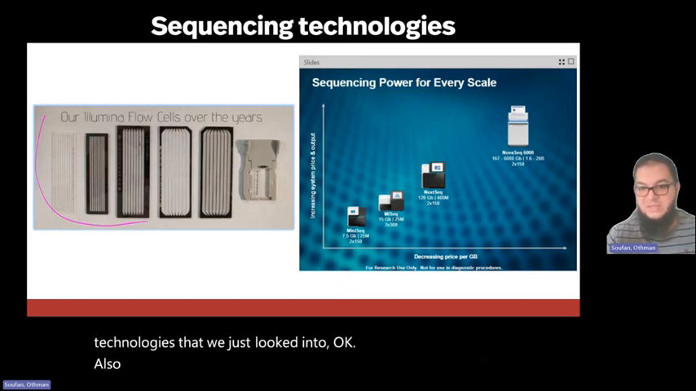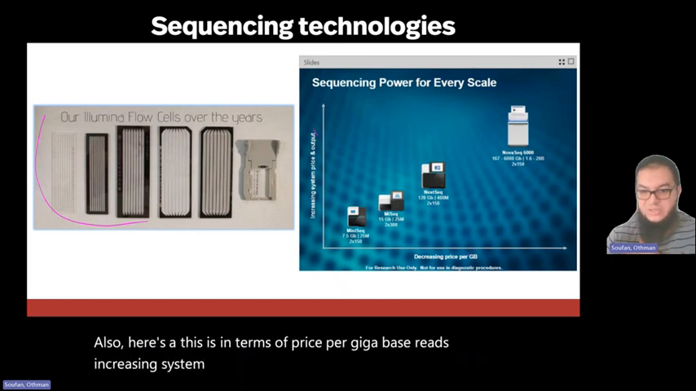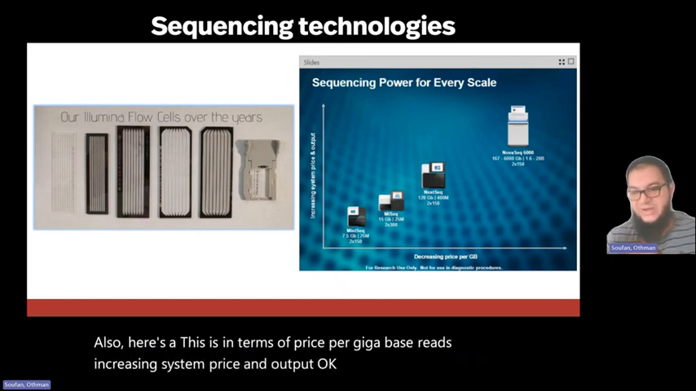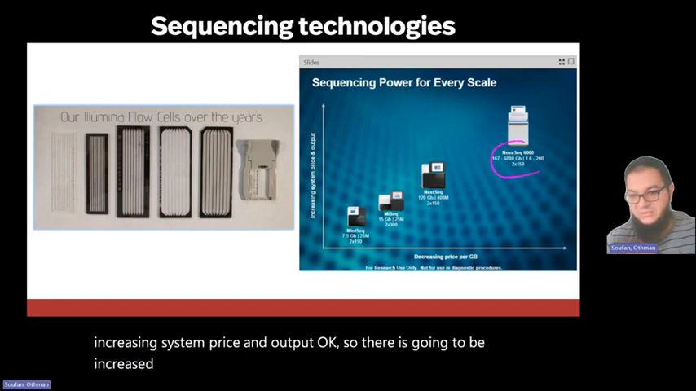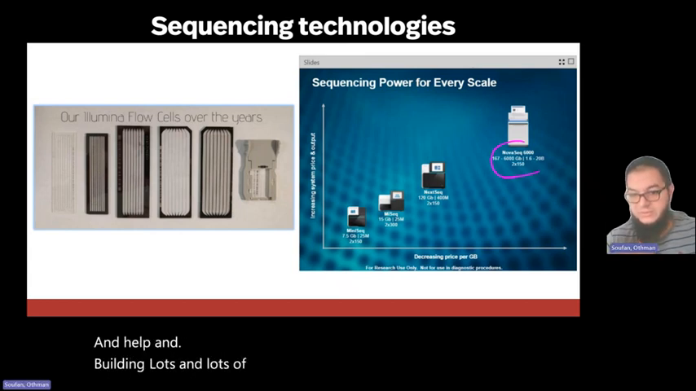Also, here is the price per gigabase of reads, increasing system price and output. So there is going to be increased system output, and it helps in building lots and lots of experiments.